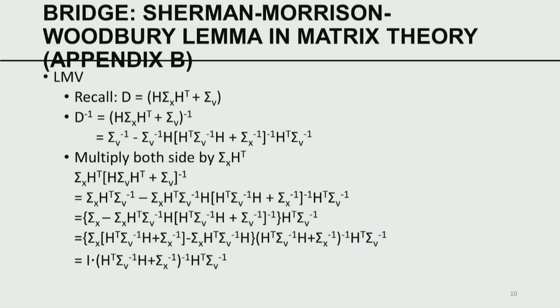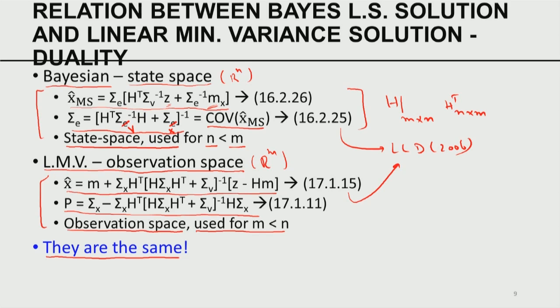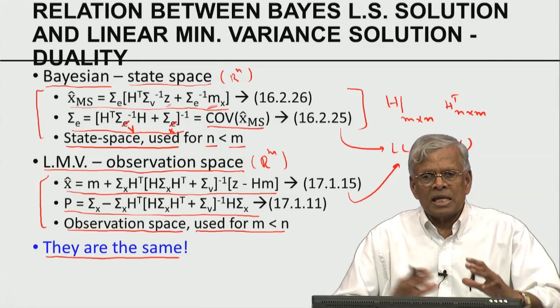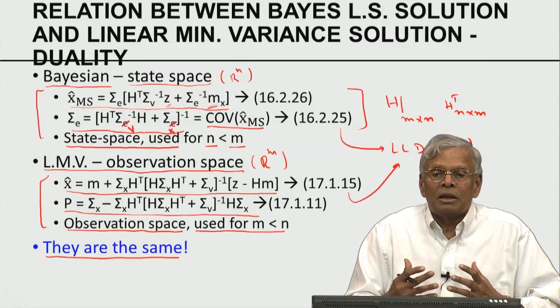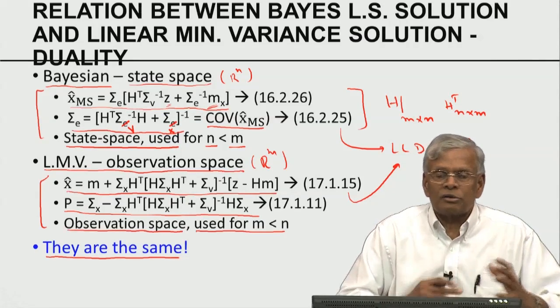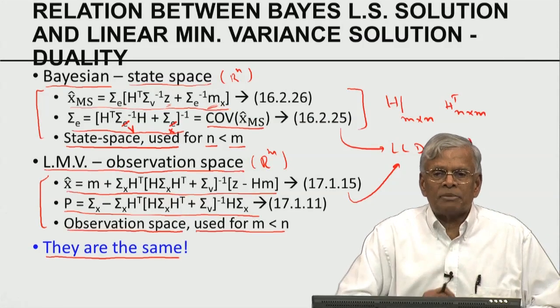The bridge between these two, so I would like to reinstate, one is the state space formalism, another is the observation space formalism, one coming from the Bayesian, another coming from the linear minimum variance estimation. So Kalman derived it using linear minimum variance estimation. People who came after him also derived the Bayesian formulation and then showed the Bayesian formulation and the linear minimum variance formulation are one and the same. They are dual to each other. In one case you do the computations in observation space, in another case you do the computations in state space. By proving the equivalence between the two, it provides us a lot of freedom to do the computation in a space which is smaller than the other. Whichever is smaller, I will adopt this formulation or I will adopt that formulation. That's the basic idea.